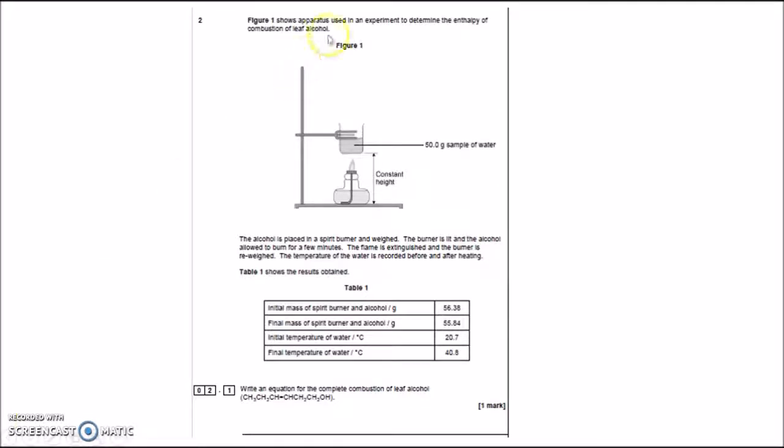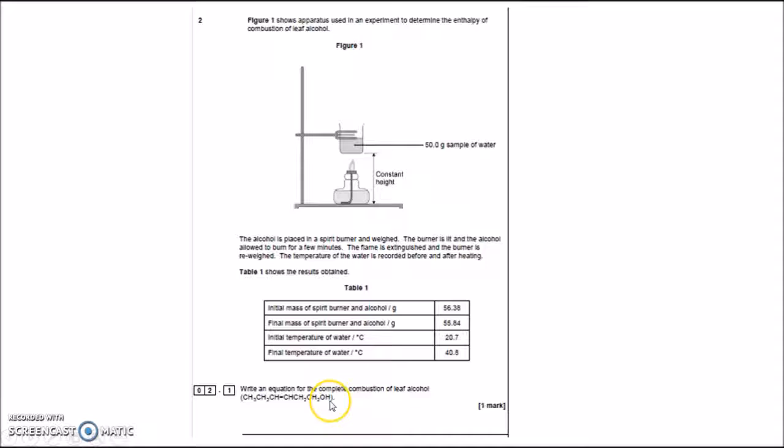Question number 2. Figure 1 shows apparatus used in an experiment to determine the enthalpy of combustion of leaf alcohol. So what's the heat change, how much heat is given out when leaf alcohol is combusted, burnt, reacted with oxygen. So what have I got? I've got a 50-gram sample of water, I've got leaf alcohol in a burner, I've got the mass of the spirit burner before and afterwards, and I've got the temperature of the water before and afterwards. First of all, however, it's asking to write an equation for the complete combustion of leaf alcohol.